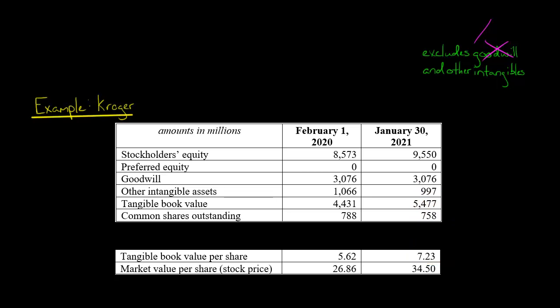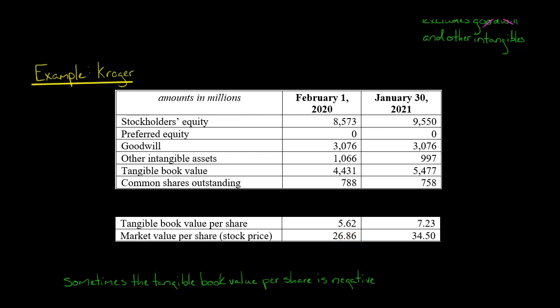Now, you see that the market value per share, Kroger's stock price, was more than 5 times higher on February 1st, 2020 than the tangible book value per share. That's normal, that the market price is higher than tangible book value per share. In some cases, let's say the market value per share, instead of $26.86, was $4. If it was $4, then a value investor might say, hey, you can get this share of stock for just $4, and the tangible book value per share is $5.62. You should buy that company. You can buy it basically at a discount. It's a good value. Okay, so that's kind of how this is used.